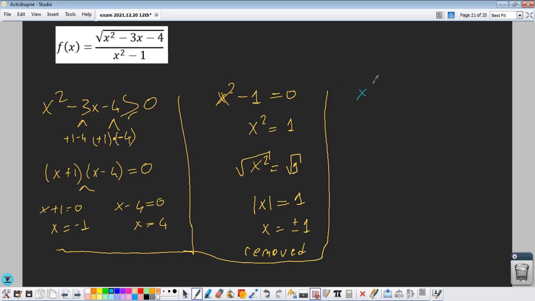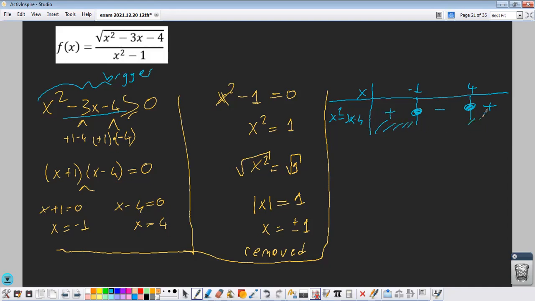So let's do the sign chart for the quadratic. We have -1 and 4 as critical points for this expression, x squared minus 3x minus 4. Since x squared has a positive coefficient, it will start with plus. These are the roots: plus, minus and plus. Then it says in here it can be equal to 0, which means we can include these two numbers as well. And we should choose the parts which are bigger than 0, the positive parts.